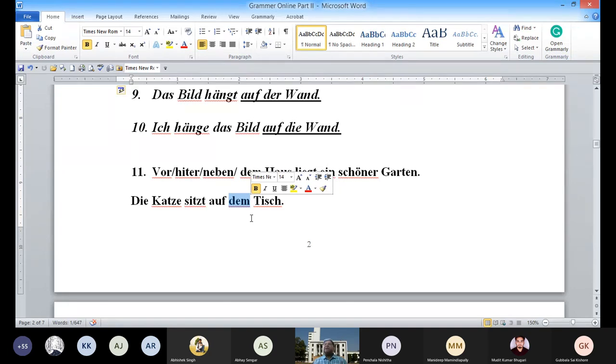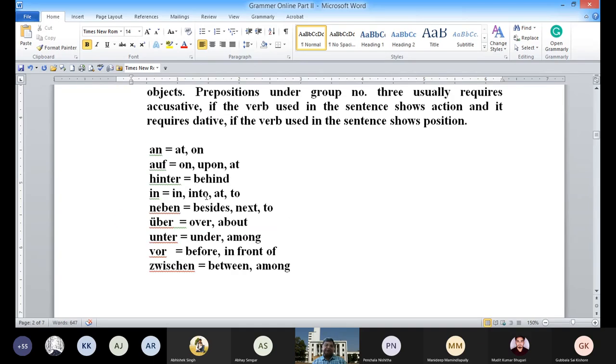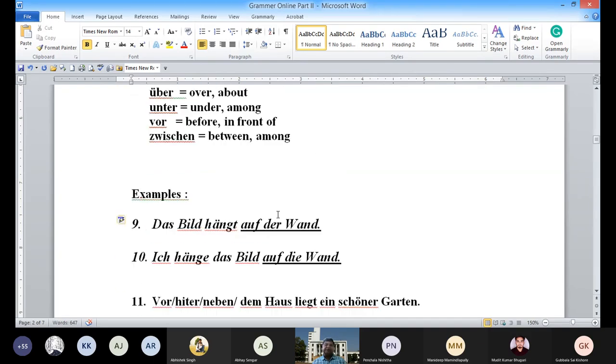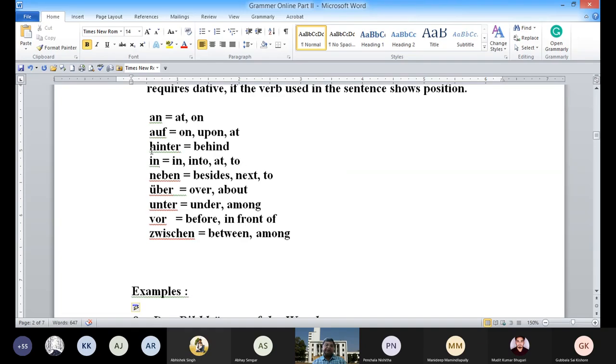But if I say that I am keeping the cat on the table, then it is stelle die Katze auf den Tisch, then it will be den, accusative. If somebody is putting the cat on the table, then it will be accusative. And instead of auf, you can put several prepositions like hinter dem Tisch, behind the table.